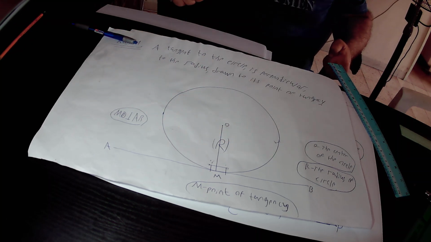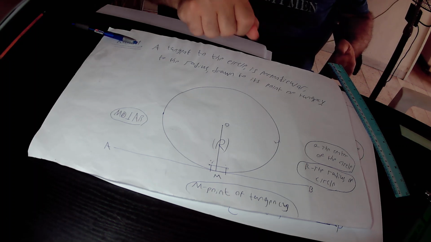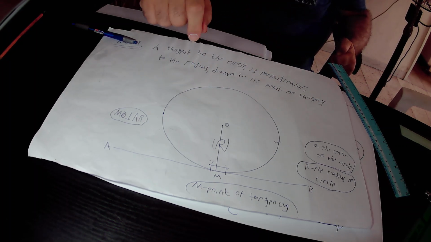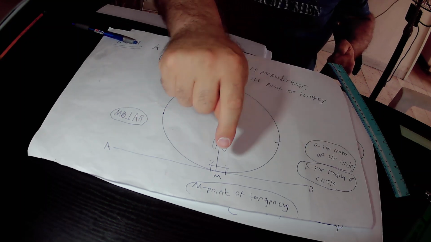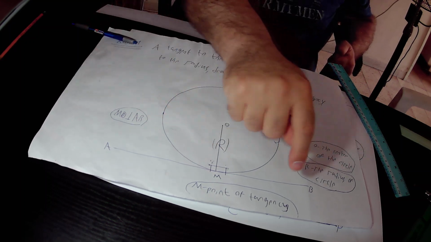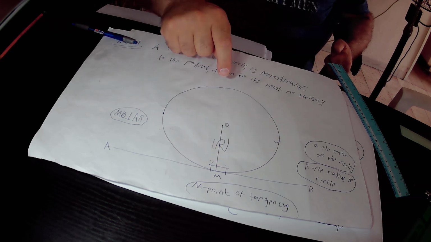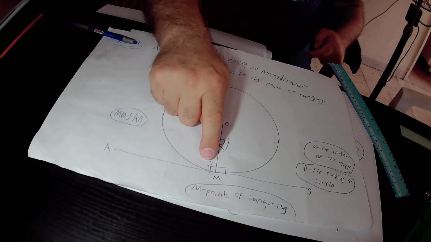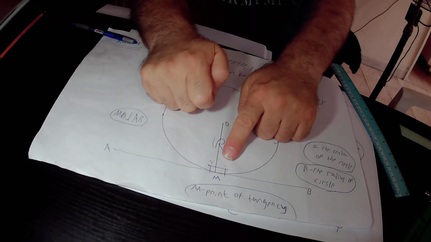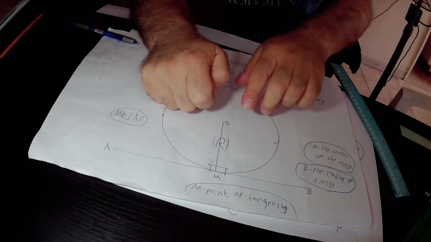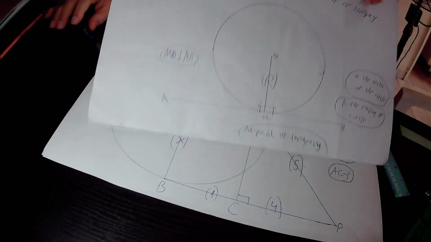And whenever you have a radius that is drawn to the point of tangency, then tangent AB will be perpendicular to the radius MO. If AB is perpendicular to MO, it means that this angle equals 90 degrees and this angle also equals 90 degrees according to this rule, rule 1. So we can actually implement rule 1 in our drawing.